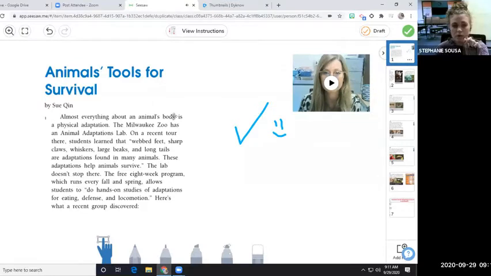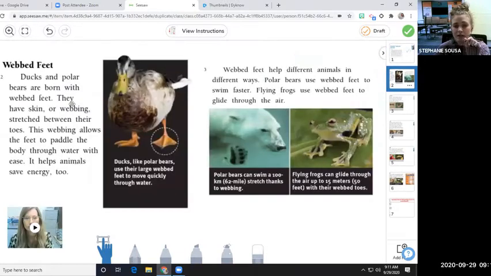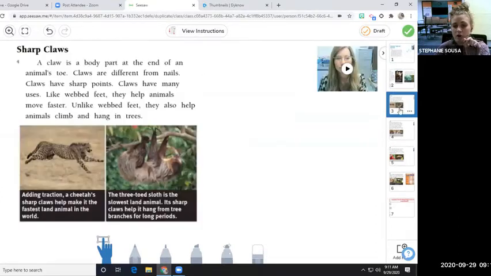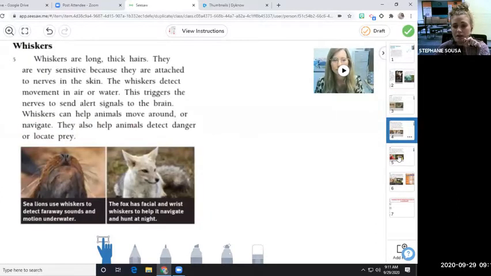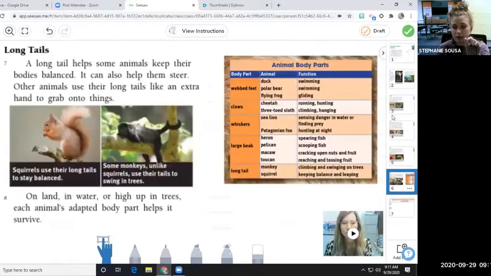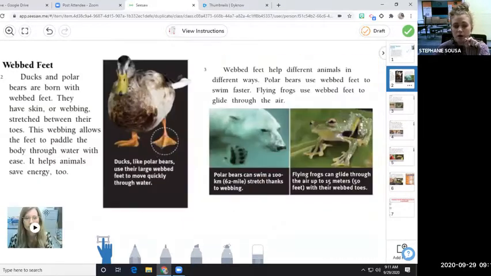Okay, so we know that the main idea is going to be how animals use their tools or their adaptations for survival. You will be progressing through each smaller section of text. So each paragraph has been copied onto a slide for you. Okay, there's also a short instructional video from Ms. Renele on each slide that I would encourage you to listen to.